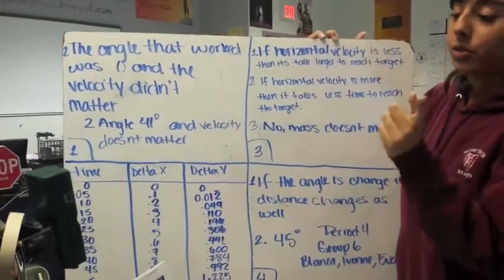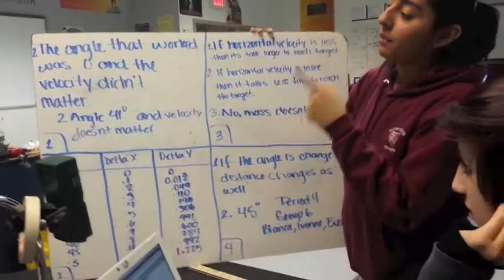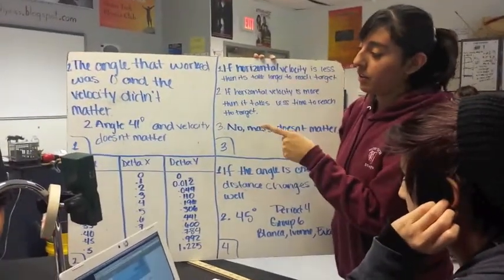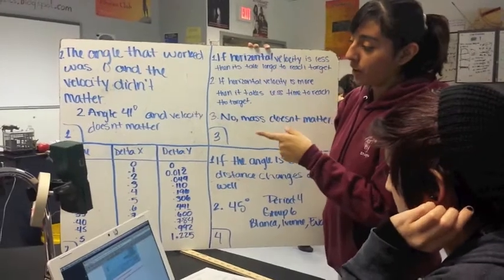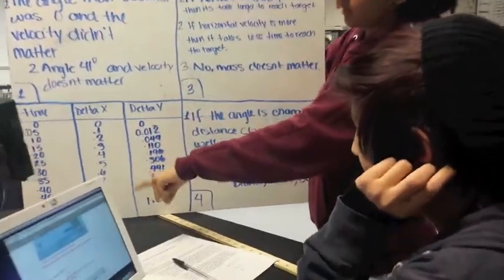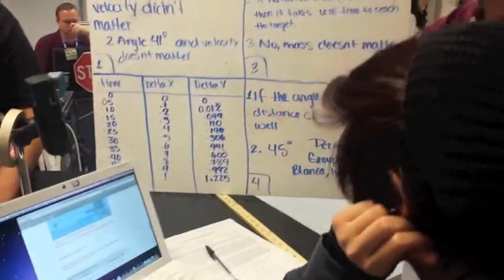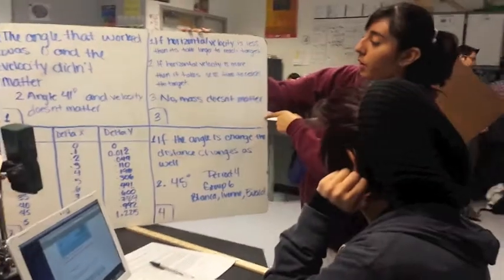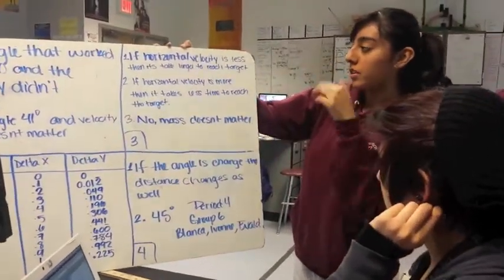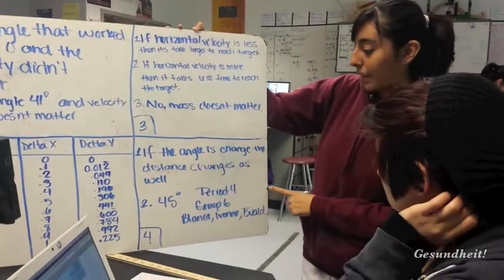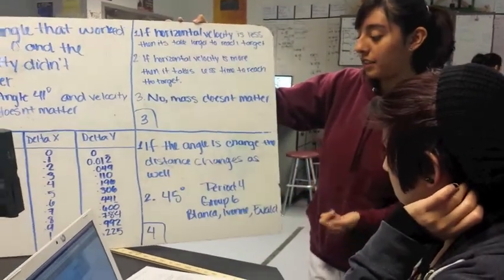Well, in the first quadrant, there were questions about whether the angle affected whether the object would get to the target. For the first simulation, the angle was 0, that worked, and the velocity didn't matter. For number 2, the angle was 41, and the velocity didn't matter either. Then we calculated some times and the x and the y. And for these questions, about the horizontal velocity, if that changes. And for number 4, if the angle changes, does that affect the distance?